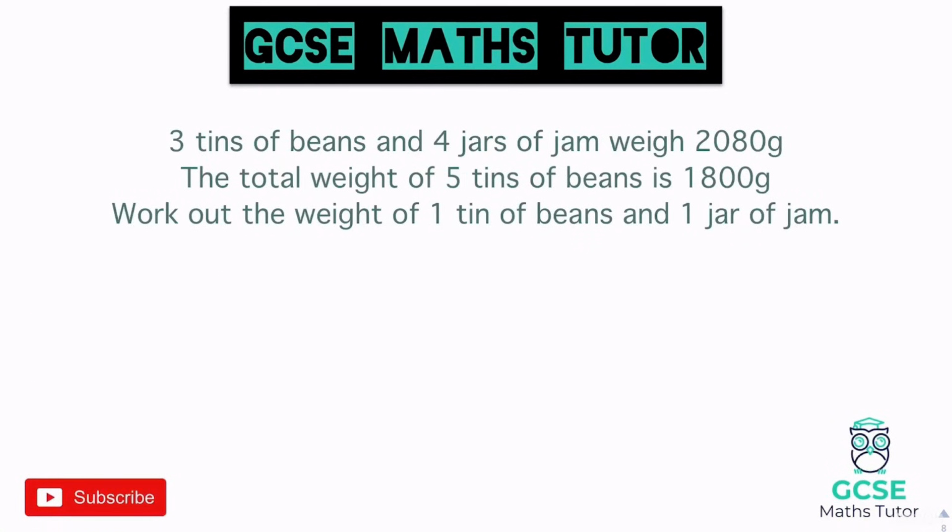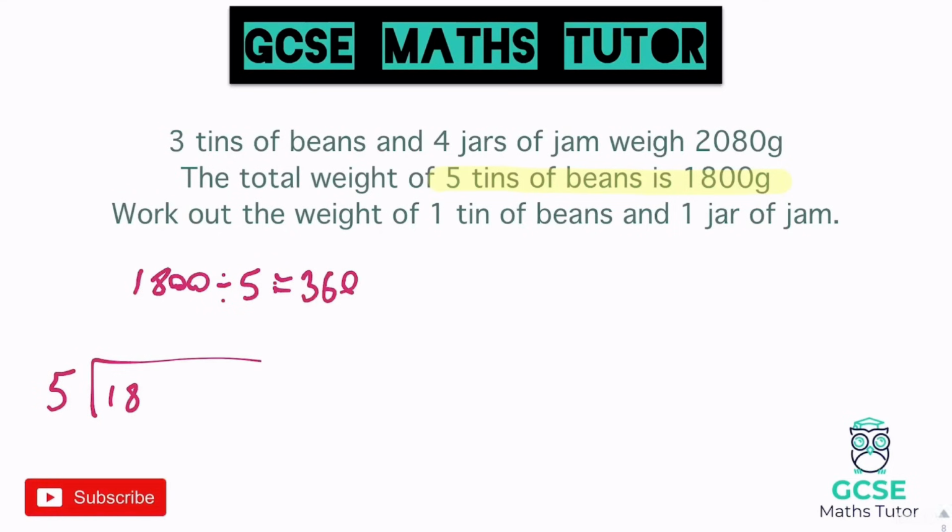3 tins of beans and 4 jars of jam weigh 2,080 grams, and the total weight of 5 tins of beans is 1,800. Work out the weight of 1 tin of beans and 1 jar of jam. Well, straight away we can work out the weight of 1 tin of beans, because it says 5 tins of beans is 1,800. So if we do 1,800 and divide it by 5, we get the answer 360.